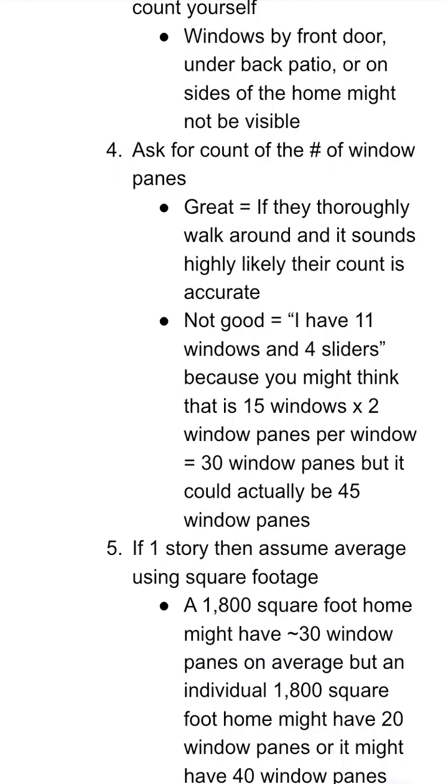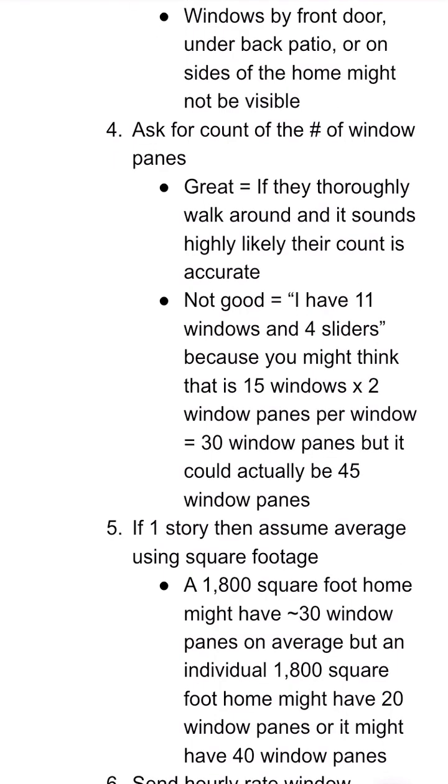You are talking on the phone with them for 2 minutes, you hear them walking around their house, counting all the window panes, they double check themselves. That person's probably counting really accurately, or maybe within a couple window panes. Maybe they miss a window, but it's not going to be significantly off. It is not good if they say, oh, I have 11 windows and 4 sliders. What's your quote? Because this happened literally the other day. This thing, I have 11 windows and 4 sliders.